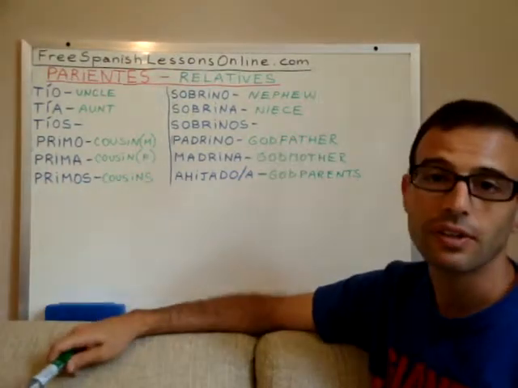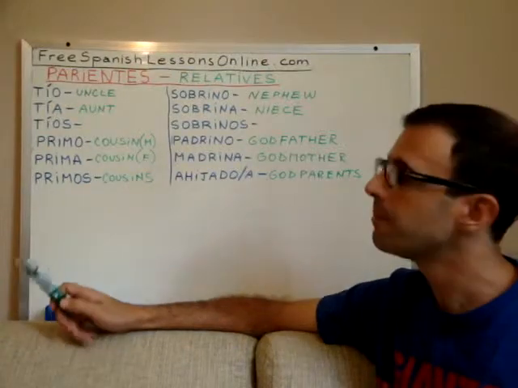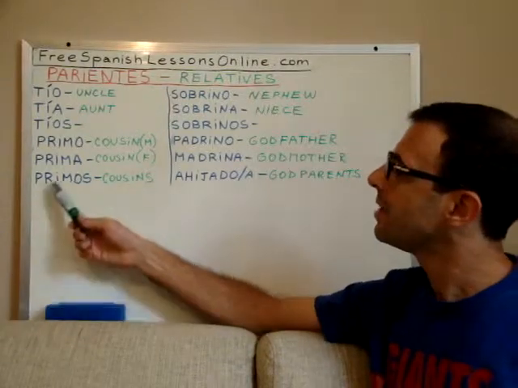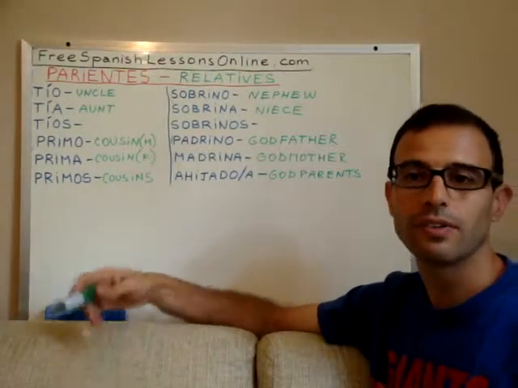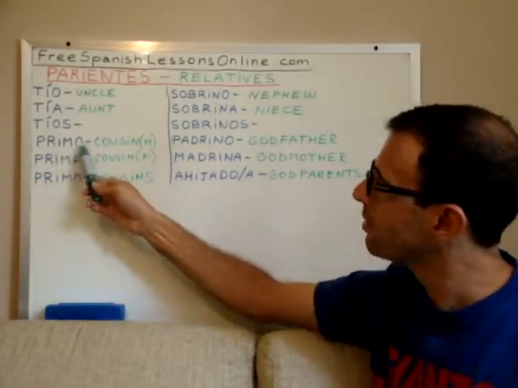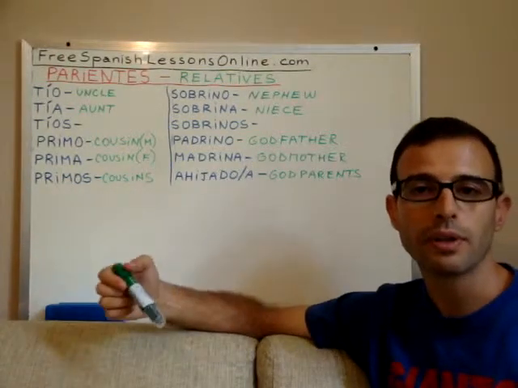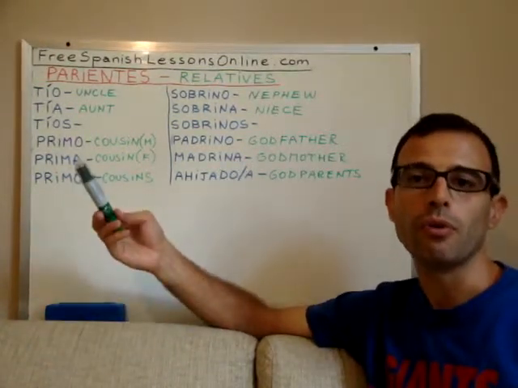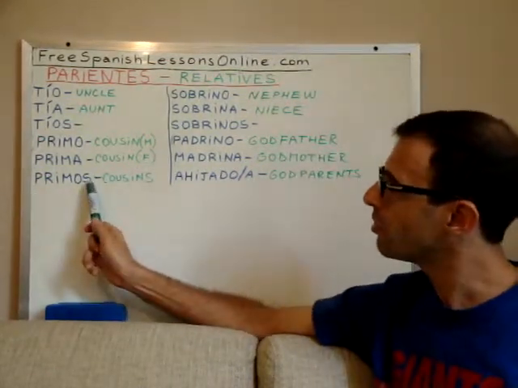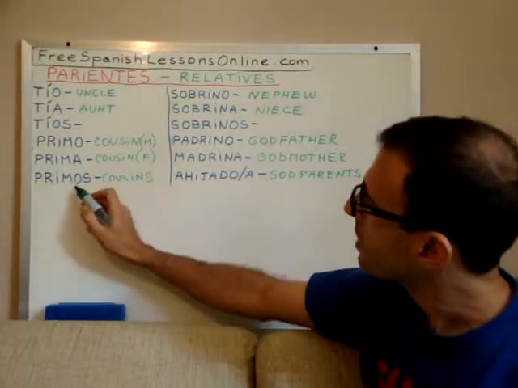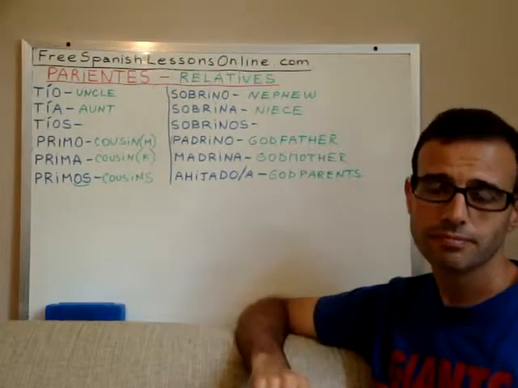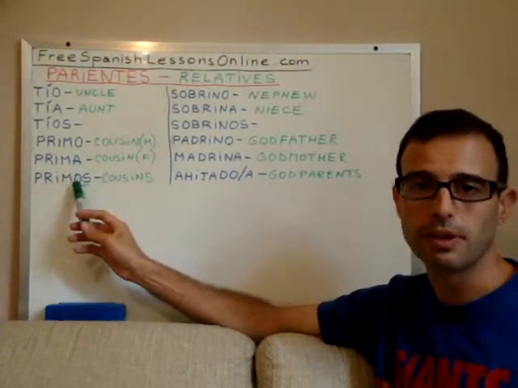Primo is cousin, the male cousin, okay? And prima is my female cousin. And primos would be cousins. The same rule, the same mechanics, you see? We just add an S to the masculine, and we have the plural that works for both male and female, okay? So primos, although it is masculine, you know it can include also female cousins, okay?